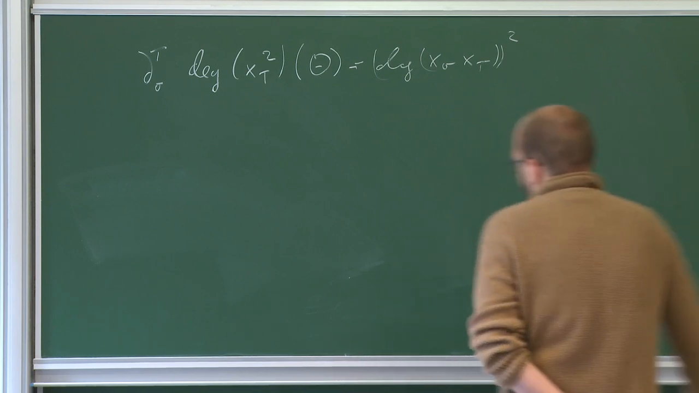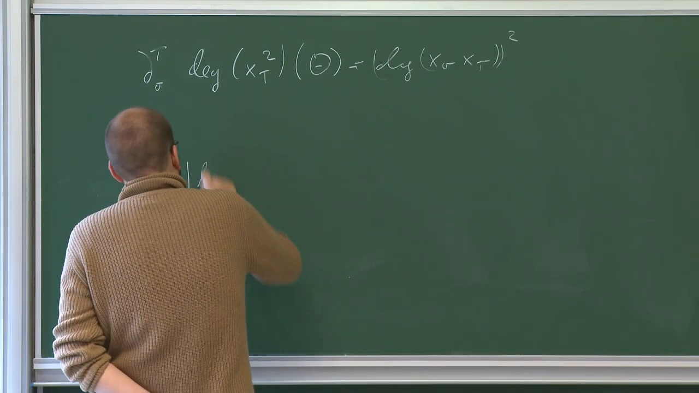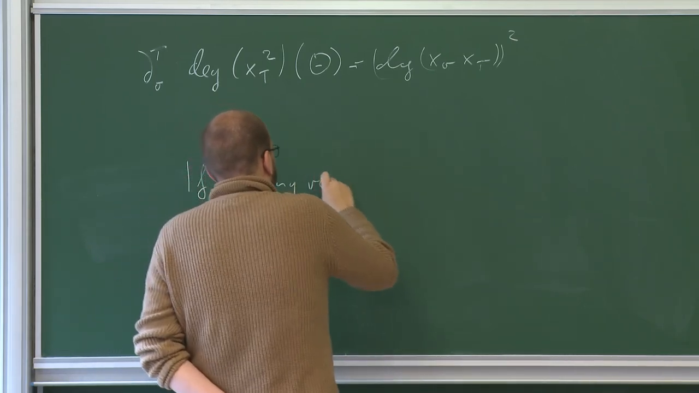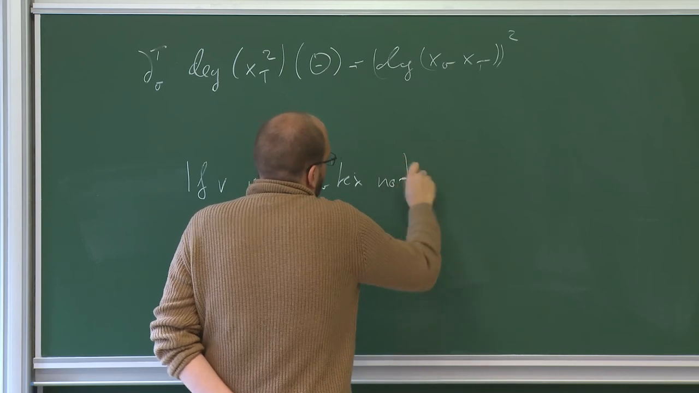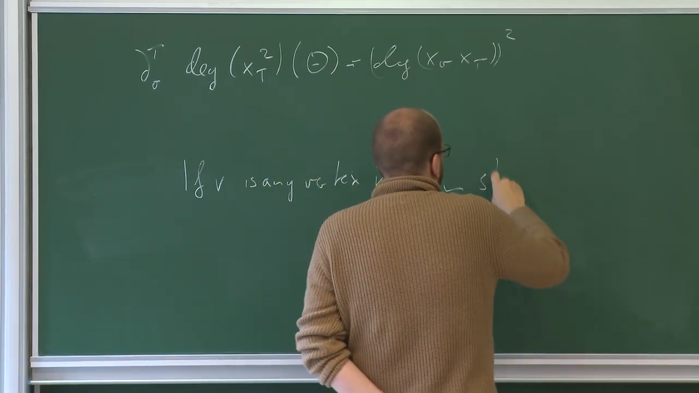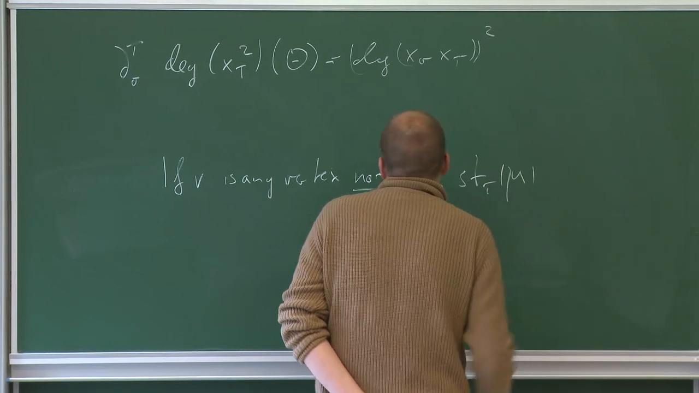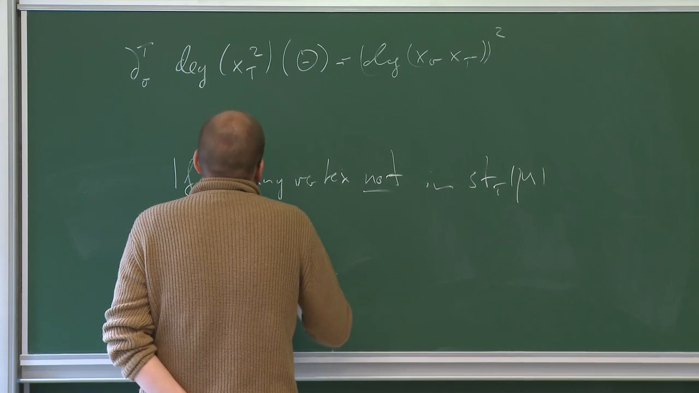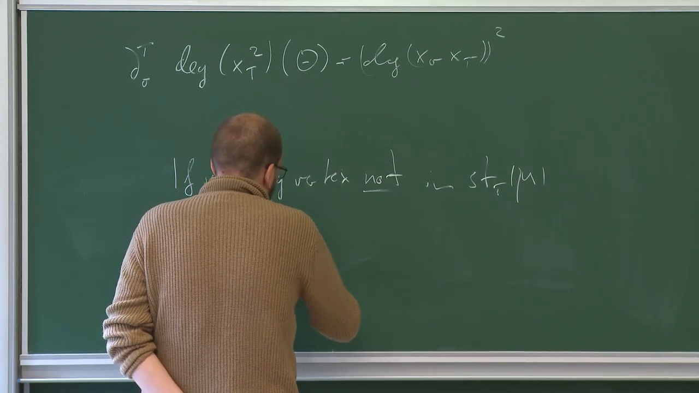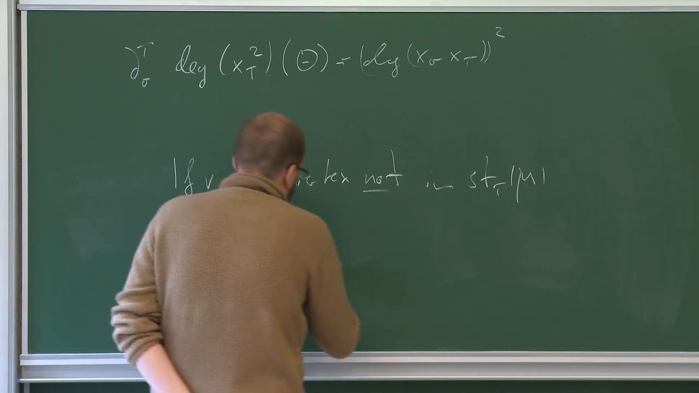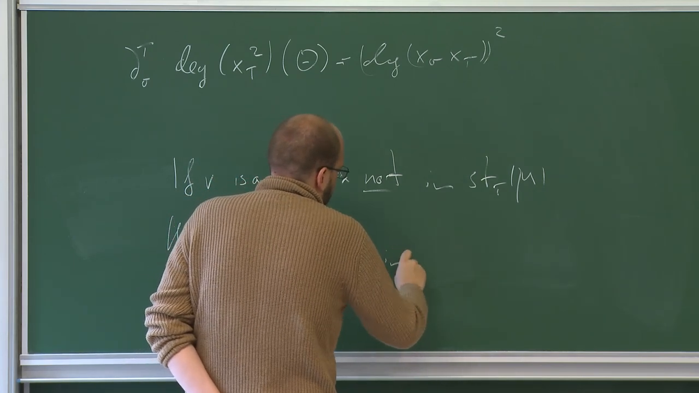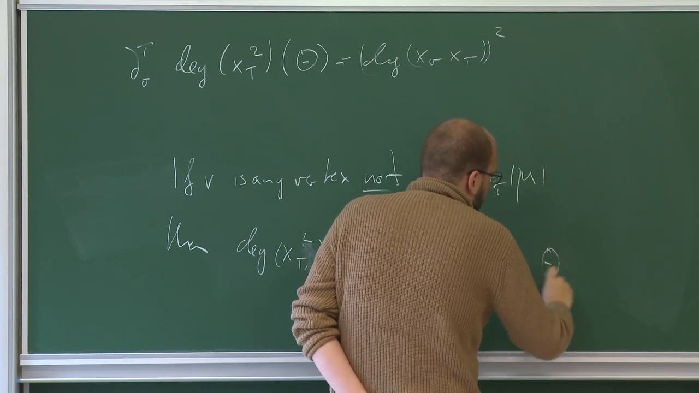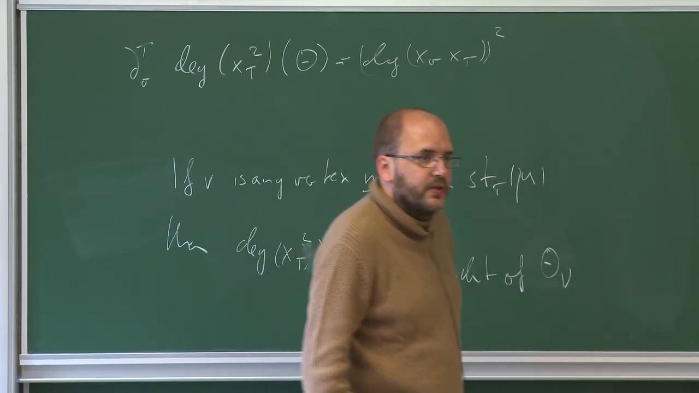Let me notice also that if V is any vertex not in the star of tau in mu, then degree x tau squared is independent of the row of theta corresponding to V, right?